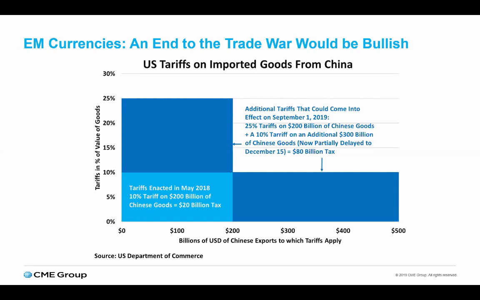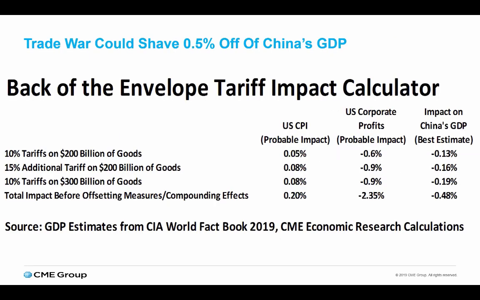The problem, of course, now is these tariffs have now quadrupled. The 10% tariff on $200 billion worth of goods has now become a 25% tariff. There is also a 10% tariff that is now partially implemented on an additional $300 billion worth of goods, and that may be fully implemented by December 15th. So this $20 billion tax becomes an $80 billion tax, and this is what we think the impact is. So we think initially on US consumer prices, for example, the 10% tariff caused them to go maybe 0.05% higher. Now they will go 0.2% higher. Initial impact of the tariffs on US corporate profits was negative 0.6%. Cost companies about 0.5%. Now that's coming up more towards 2.5%.